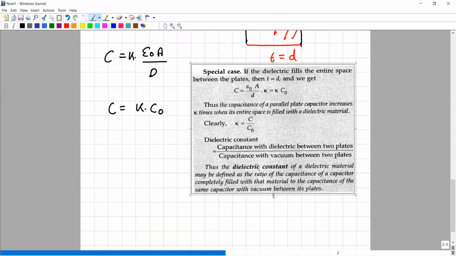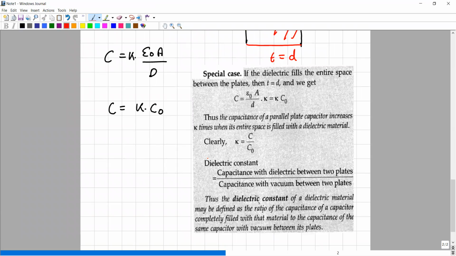Now, according to this, you can again define the dielectric constant. Here, as you can see, the dielectric constant K can be written as the capacitance after inserting the dielectric divided by the capacitance before inserting the dielectric. So we can see that the capacitance of a parallel plate capacitor increases K times when its entire space is filled with dielectric material.